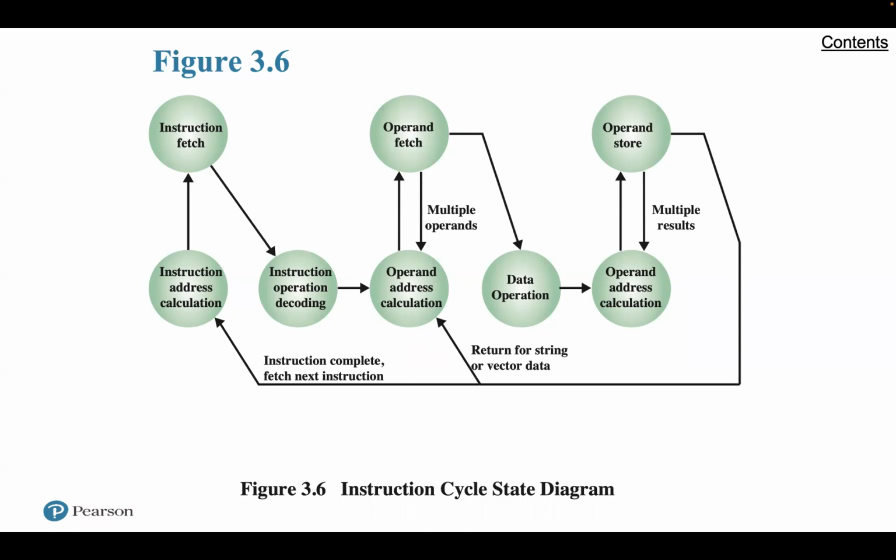Instruction address calculation determines the address of the next instruction to be executed. Usually this involves adding a fixed number to the address of the previous instruction. For example, if each instruction is 16 bits long and memory is organized into 16-bit words, then add 1 to the previous address. If instead memory is organized as individually addressable 8-bit bytes, then add 2 to the previous address.